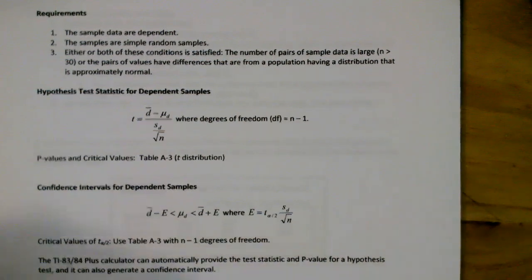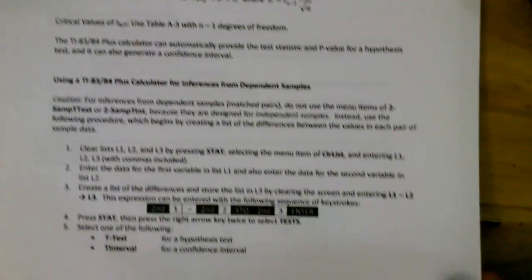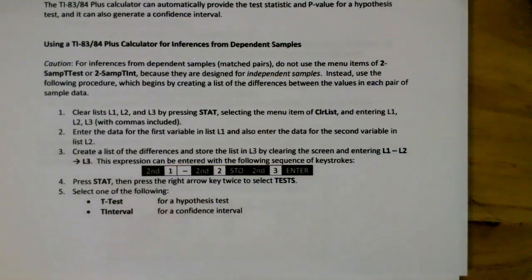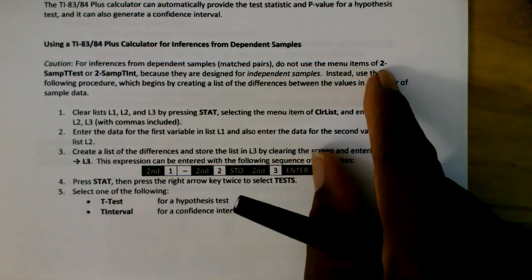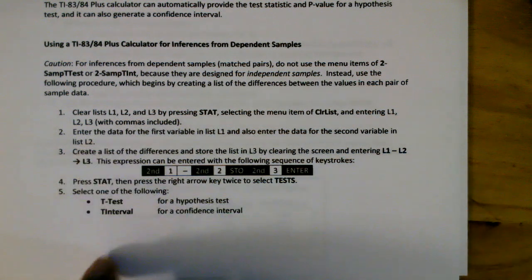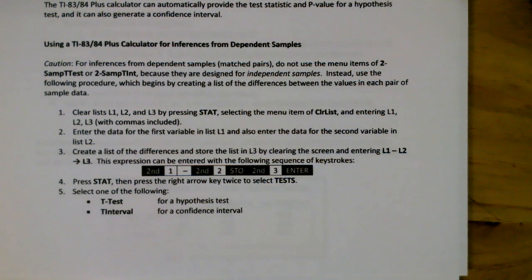So here's how we use the TI-83 or 84 Plus calculator for inferences from dependent samples. Now I want to caution you, when we do this, we're dealing with matched pairs. So we're not going to use 2-SampTTest or 2-SampTInt. They are designed for independent samples. We're going to use this procedure, and this continues on the next page of your handout, to do inferences from dependent samples.